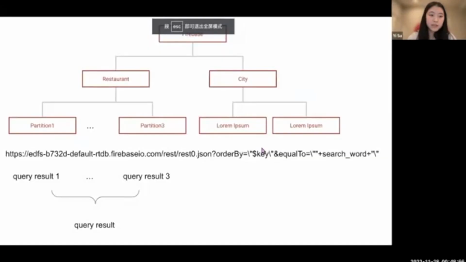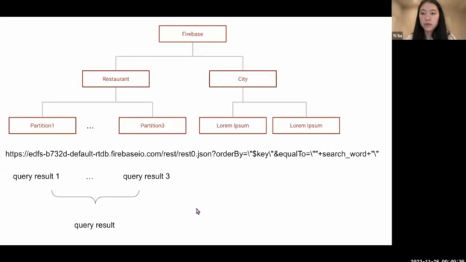For our MapReduce in Firebase, for example, if we want to query data about restaurants, we take the user input and incorporate it into the Firebase API link, and we query through this link. For each partition, we do it 3 times. After that, we get 3 responses with the desired output, and we combine these 3 outputs together into 1 query result.